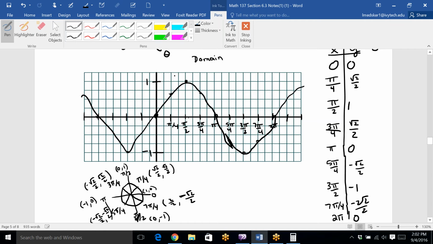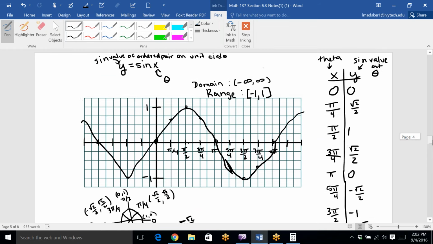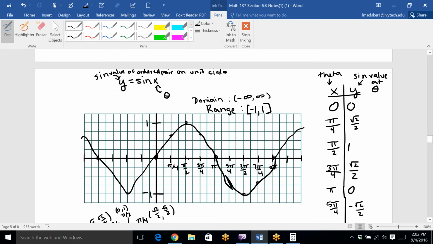Domain. There's no gaps in this graph on the x-axis. Notice every x has a point somewhere. So that means it's negative infinity to infinity. And our range is negative 1 up to positive 1, everything in between there. And something else we didn't talk about: this is a function that has some symmetry, but the symmetry is origin symmetry here. Or actually, sorry, not origin symmetry.